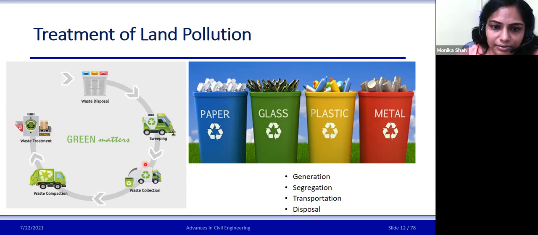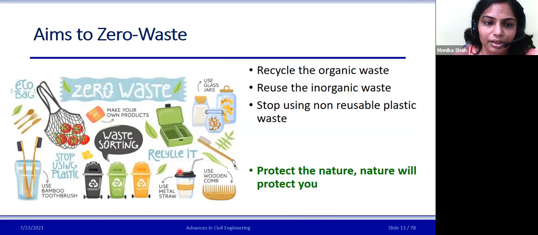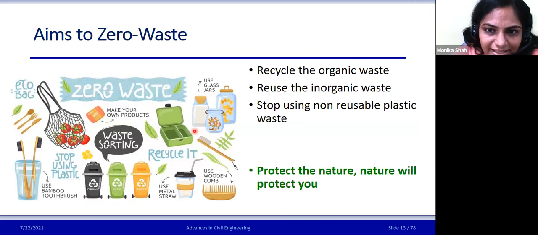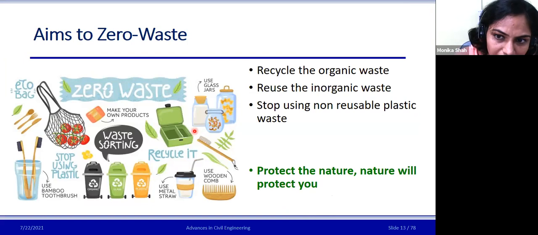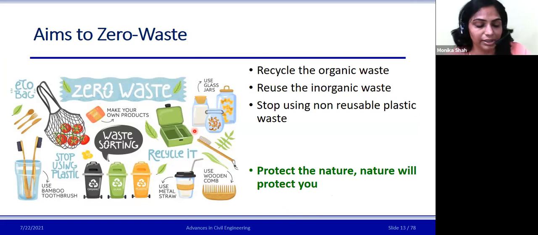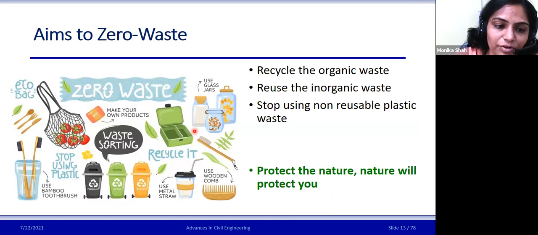After this, our aim is to go for zero waste. As I have discussed, we should recycle the organic waste, reuse the inorganic waste, and stop using non-reusable plastic waste, as people have already found so many alternatives for the same. If we could use them, we could definitely help the environment, because if we are not going to protect nature, nature is not going to help us anymore, right?